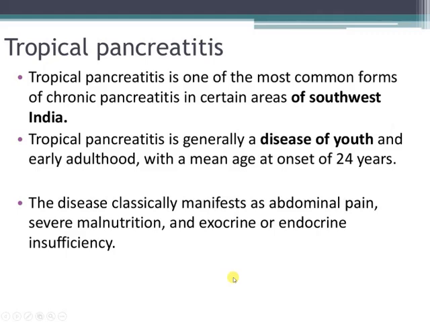Tropical pancreatitis is one of the most common forms of chronic pancreatitis in certain areas of southwest India. Tropical pancreatitis is generally a disease of young and early adulthood, with a mean age of onset of 24 years. The disease clinically manifests as abdominal pain, severe malnutrition, and exocrine or endocrine insufficiency.